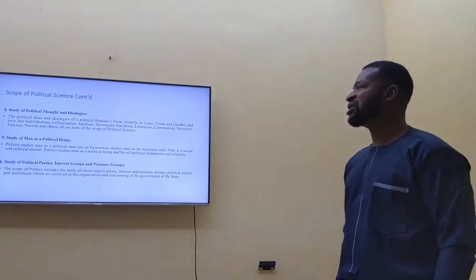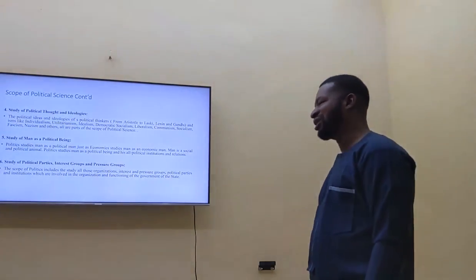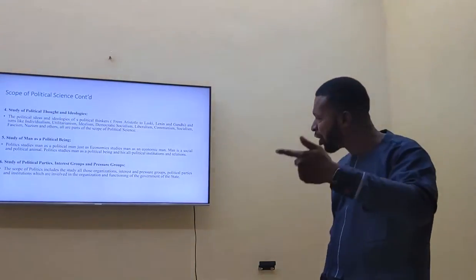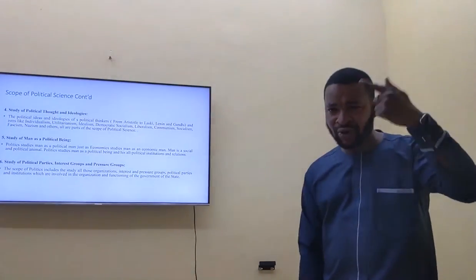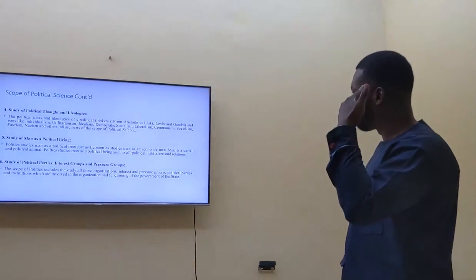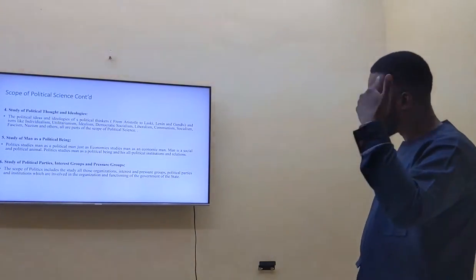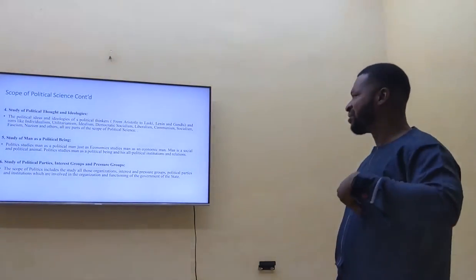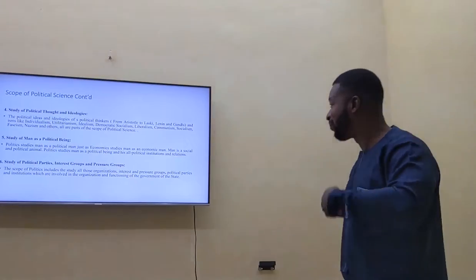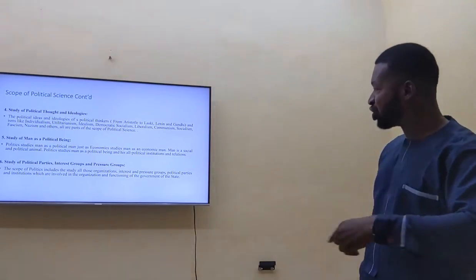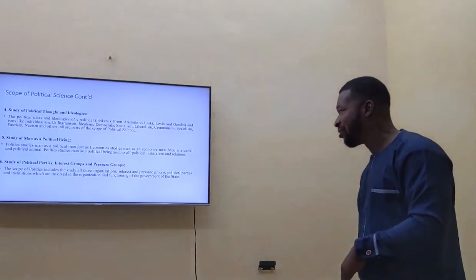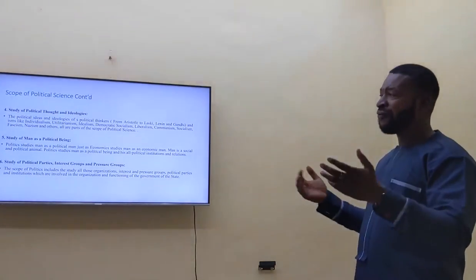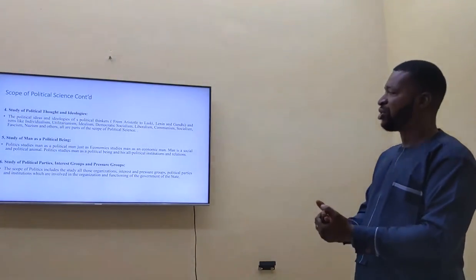Another scope of political science is the study of political thought and ideologies. This is where you look at ideas and ideologies of political and philosophical thinkers, from Aristotle, Lenin, Gandhi, Hegel, a lot of them. Those that brought about totalitarianism, individualism, idealism, liberalism, democratic socialism, communism, fascism, Nazism. All these things are ideas of political thinkers. Whenever you talk about political science, you're definitely going to look at those things.